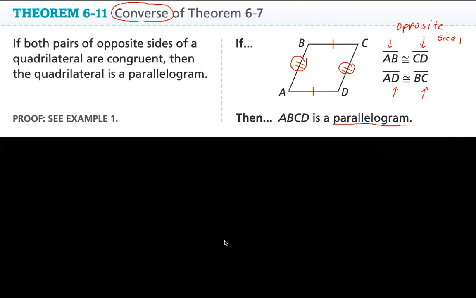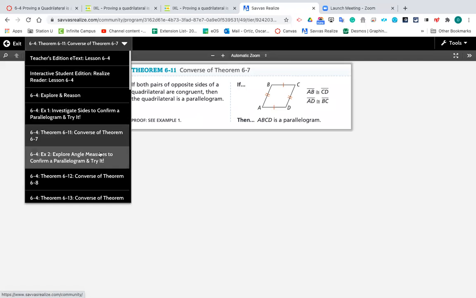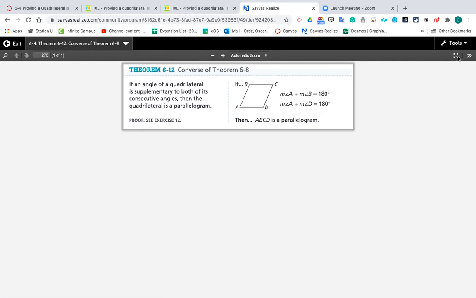So maybe I need to clear this off and let me try to show you each one of the theorems. Right here, you see that each theorem says converse of theorem 6-8, which is a theorem in the lesson before. Okay, so let's look at this one down here.